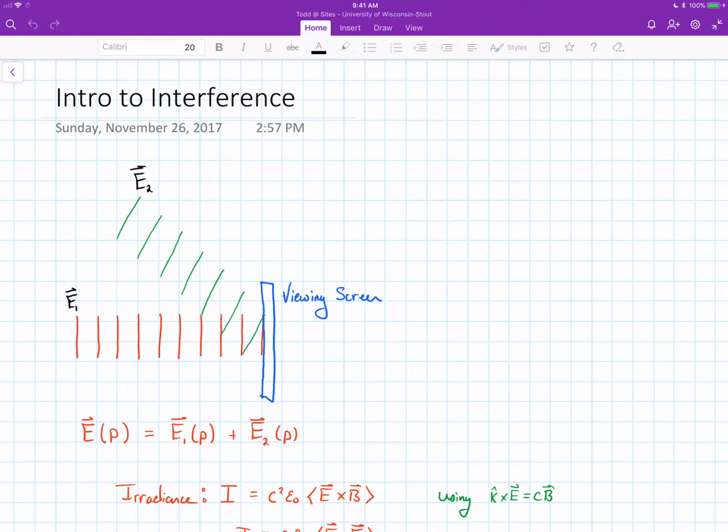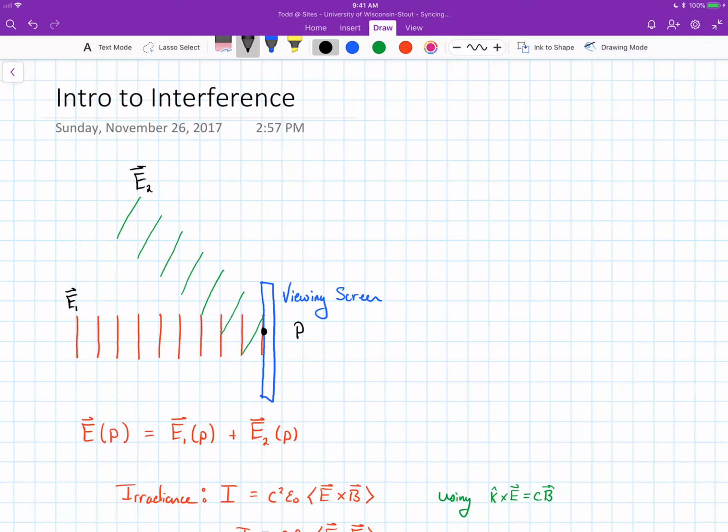To get started with interference, imagine that we have two plane waves that are coming in at slight angles to one another, hitting a viewing screen. Now, if we want to calculate the interference pattern on that screen, the first thing we'll need to do is pick a particular point on the screen to calculate our resultant intensity. So let's pick, for example, this point, which I'm going to call point P.